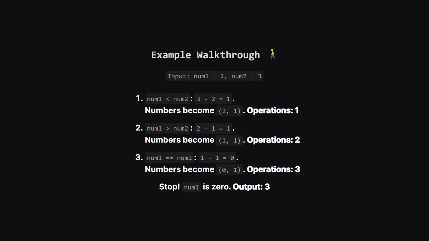Let's walk through an example. Say num1 is 2, and num2 is 3. 3 is bigger, so we do 3 minus 2, which is 1. Our numbers are now 2 and 1. That's one operation. Now 2 is bigger, so we do 2 minus 1, which is 1. Our numbers are now 1 and 1. That's our second operation. Finally, they're equal. So we do 1 minus 1, which is 0. Our numbers are now 0 and 1. And since one of them is 0, we stop. The total count was 3.